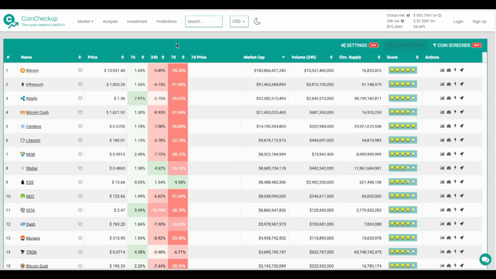So today I've decided to take the opportunity to show you guys Coin Checkup, an alternative to CoinMarketCap. Over the last month or so, some of you have grown frustrated with CoinMarketCap, so that's why I'm showing you this. But not just because you guys have grown frustrated, but because this website has a lot to offer.